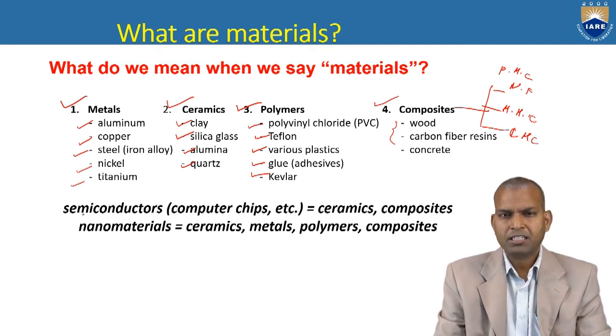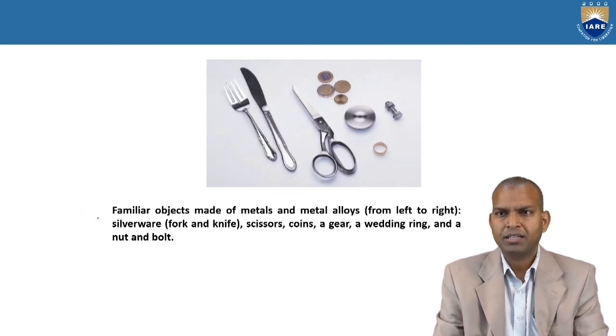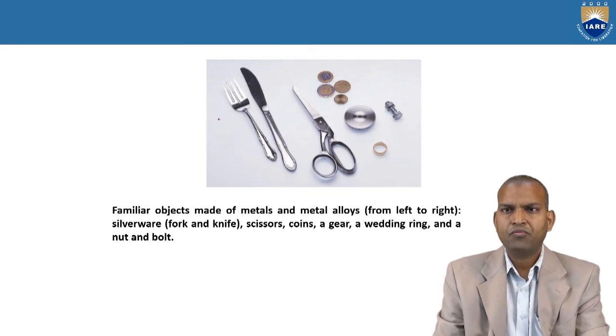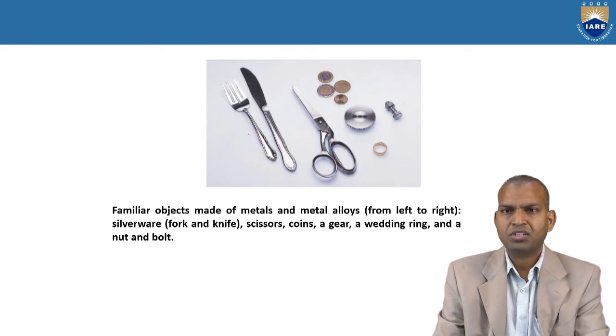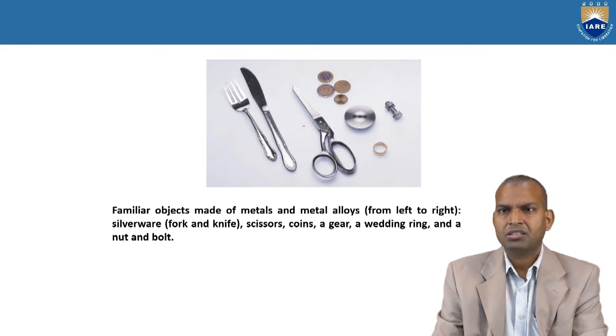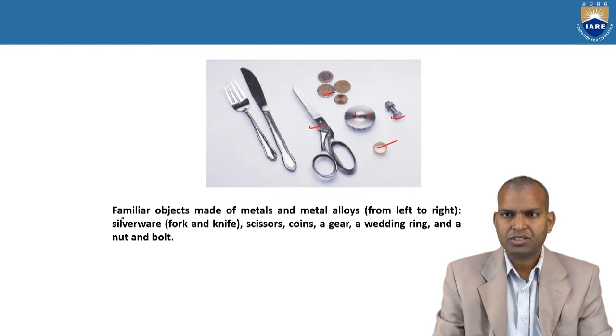Now we are going to understand the application of materials. So here, these are the familiar objects I'm going to show you. I'm showing you a knife, a fork, scissors, coins, etc. So these are all made of metal alloys. So these are metal examples. This is the silverware, fork, made of silver. These are scissors and coins, a gear, a wedding ring, and also a nut and bolt. These are all examples of metals.